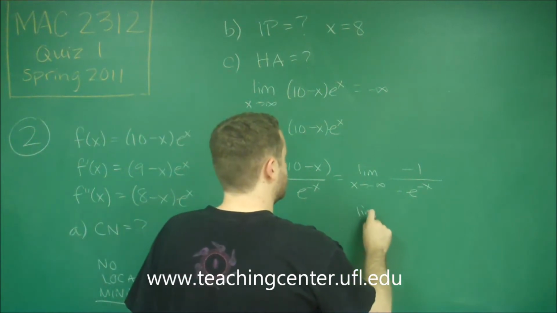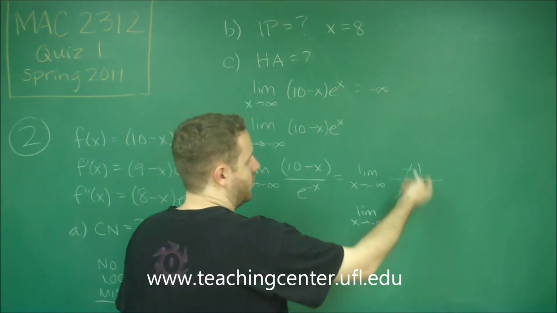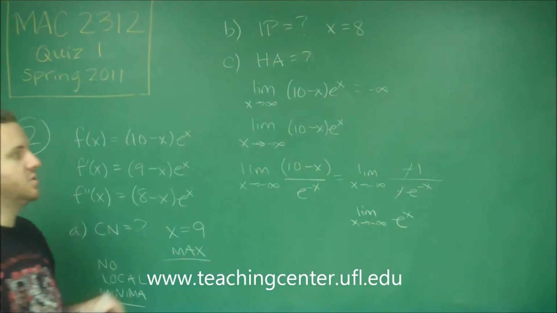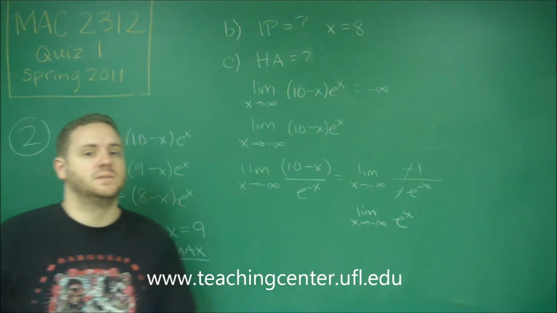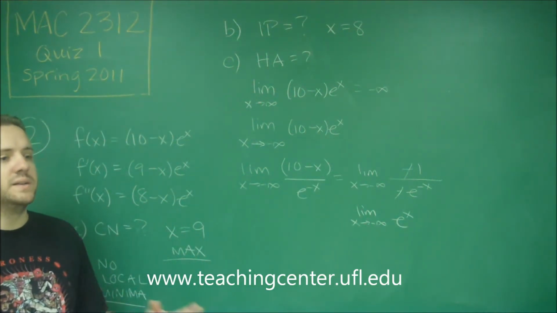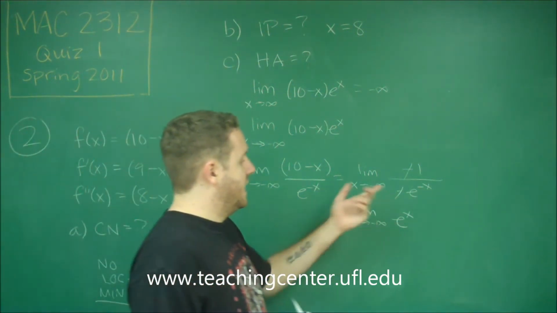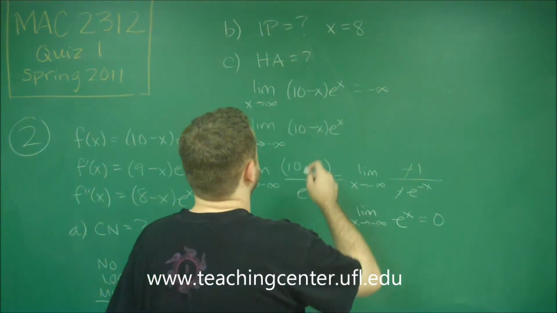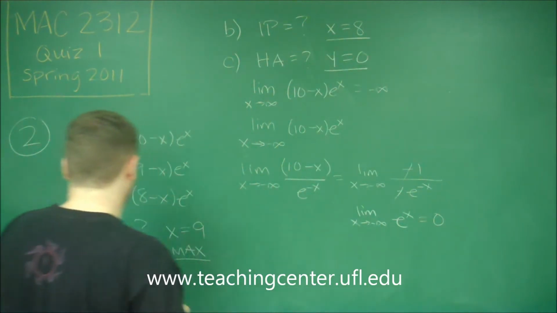In other words, the negatives cancel out, and 1 over e to the negative x, we're just dealing with e to the x. So like I said, e to the x wins. It beats polynomial functions in terms of which one has the stronger infinity or 0. E to the negative infinity is 0. So we do have one horizontal asymptote, y equals 0.